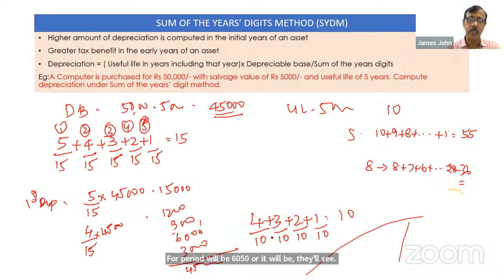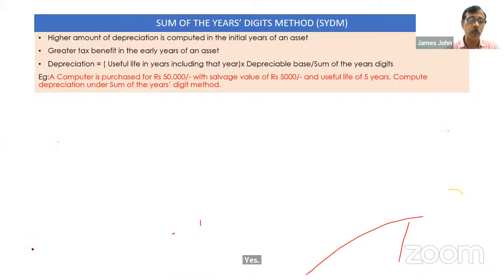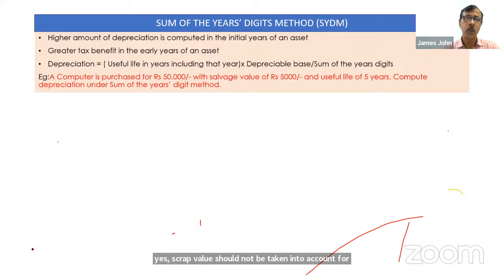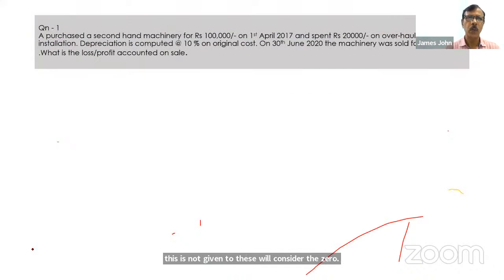So these are all the 4 methods which we use for computing depreciation. Scrap value should not be taken into account for written down value method or diminishing value method only. All the other 3 methods, you can account the scrap value and find out the depreciable base. And if the scrap value is not given, it is considered as zero. Yes, exactly. Now we'll move on to some of the questions.